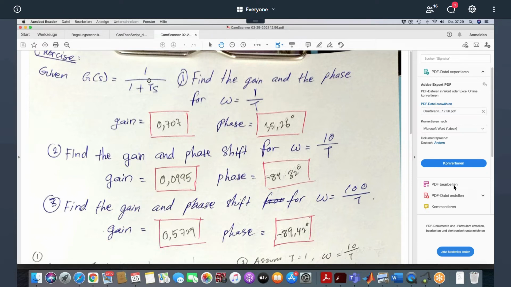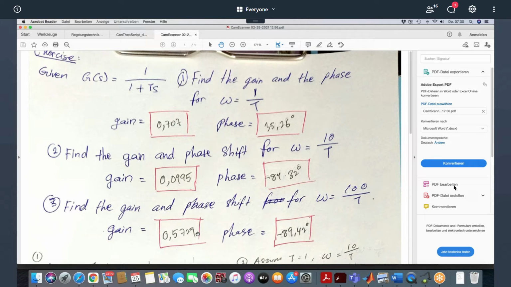Okay. 1 divided by 1 plus Ts. Find the gain and the phase shift for omega is 1 over T. Gain is 0.707. This is correct. The phase is not correct. And find the gain and the phase shift for omega equal 10 over T. I think that is correct, and the phase shift is also correct. The next thing here, we find it for omega is 100 over T. The gain here is 0.57929. That's not correct.